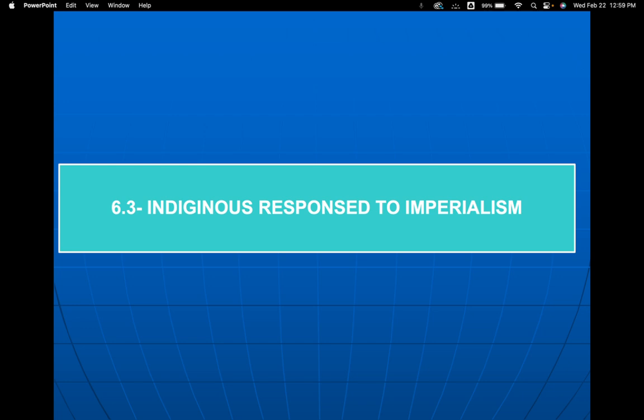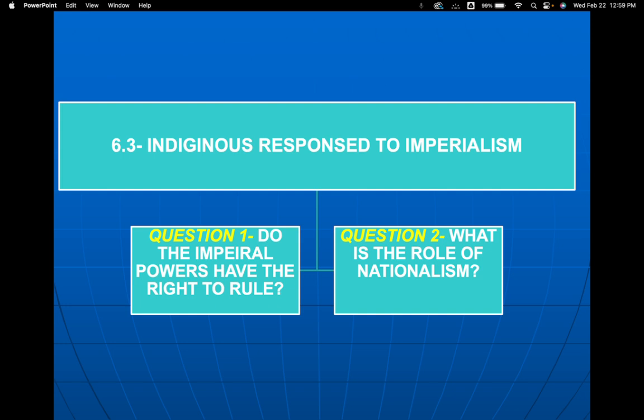So essentially, the indigenous response to imperialism occurred because of the spread of Western culture. Let me explain. When nationalism and the Enlightenment began to filter into the new areas, these people who were coming under the influence of Western strong nations began to ask questions. The two main questions are basically, one, do these imperial powers have the right to have this type of influence?